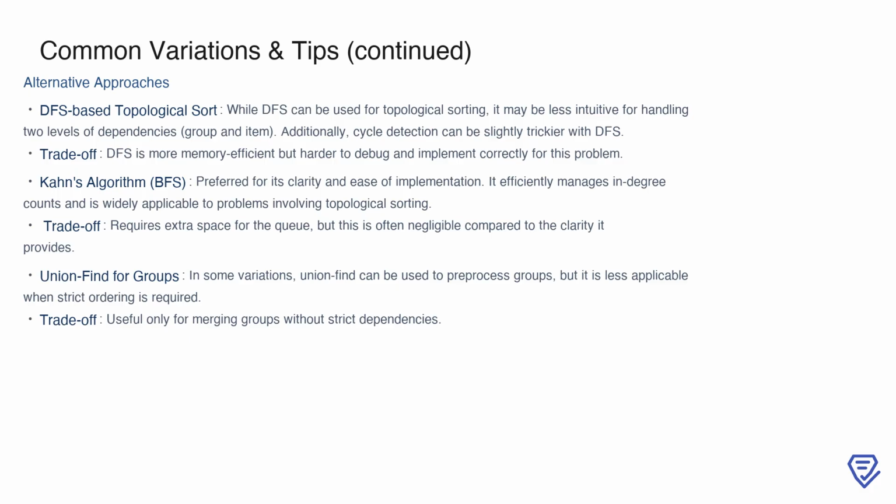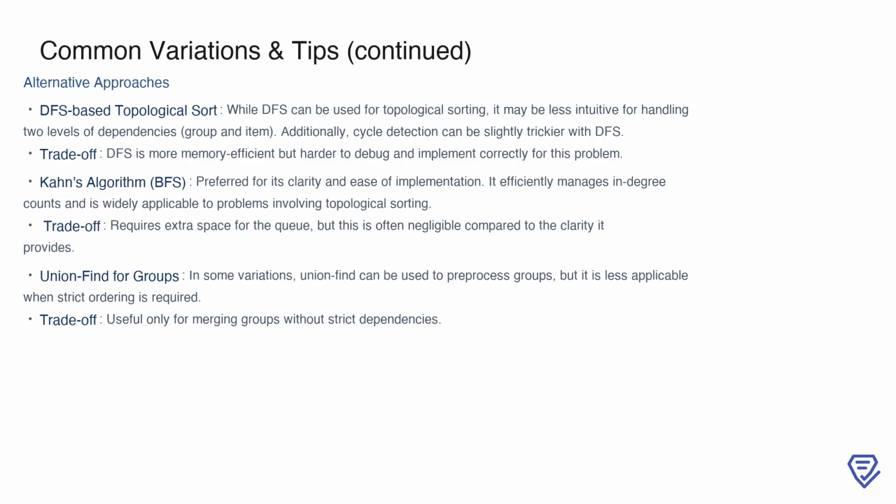One option is using a DFS-based topological sort. While DFS is memory efficient, it can be less intuitive for handling two levels of dependencies, such as those between groups and within groups. Additionally, cycle detection can be more challenging to implement correctly with DFS. A more common approach is Kahn's algorithm, which uses BFS for topological sorting. This method is often preferred because it is straightforward to implement and manages in-degree counts efficiently. The trade-off here is that it requires additional space for the queue, but this is usually negligible compared to the clarity it provides.